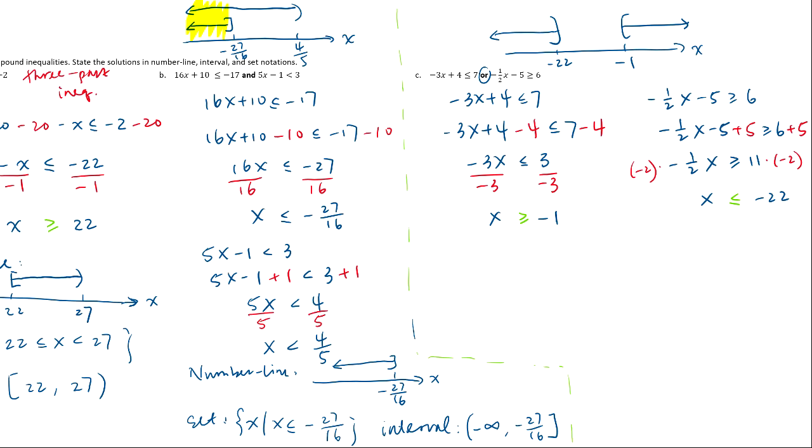And because we have an "or" statement, we just want to look for the part that's covered at all. And as a result, we can see we're just putting a combination of the two. If you want to use set notation first, we can have x such that x is less than or equal to negative 22, or x is greater than or equal to negative 1. That would be the notation we use. We pretty much just state the results over here.